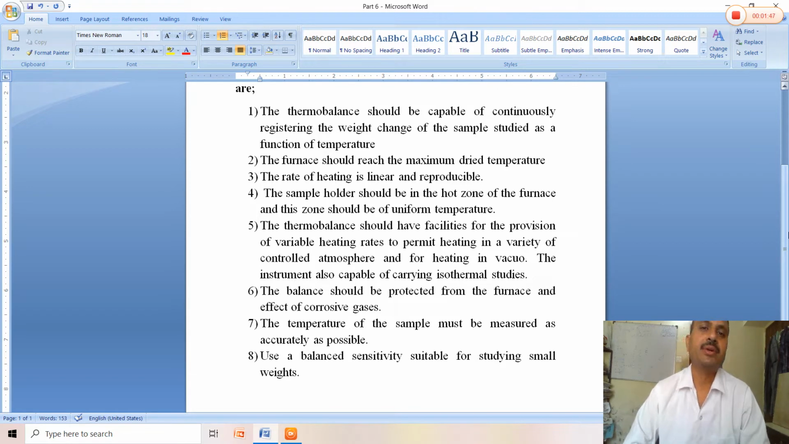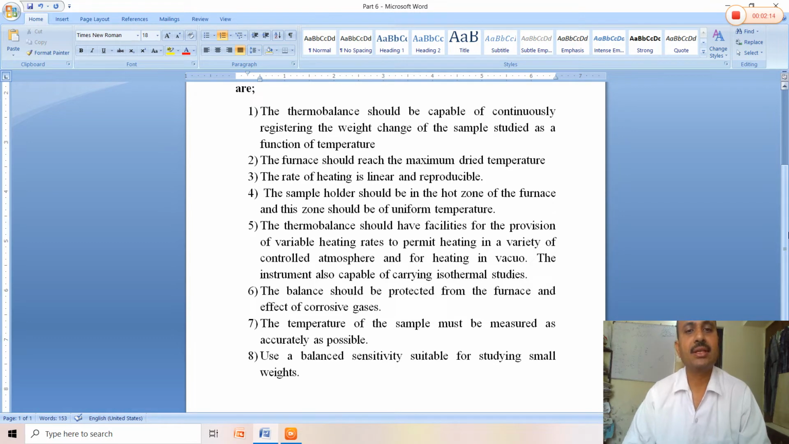Now, in thermogravimetry, we get a curve like this. There is a fluctuation of the curve. Whatever weight change is observed with time or temperature should be registered, and the thermobalance should have the ability to record such weight change observed with temperature.